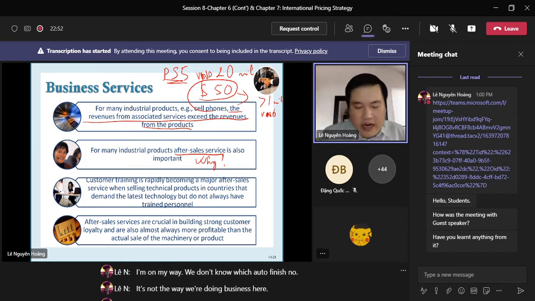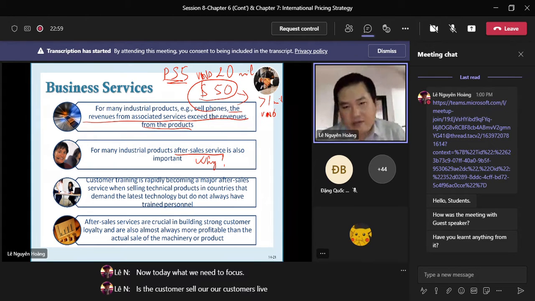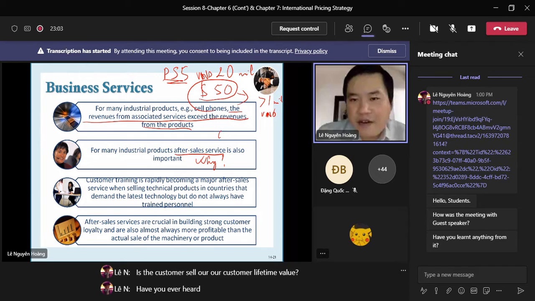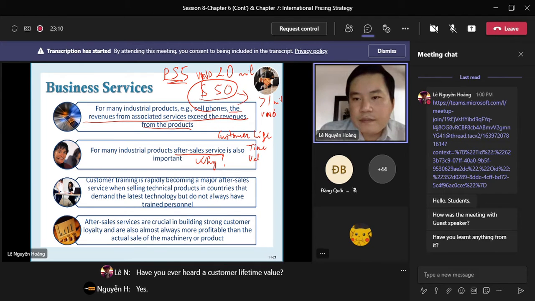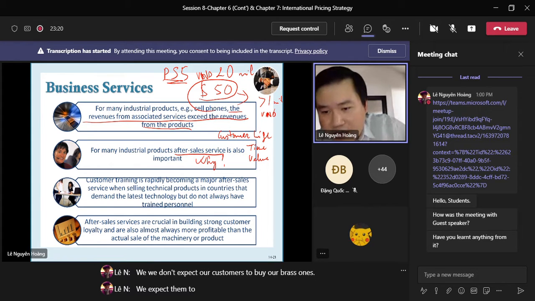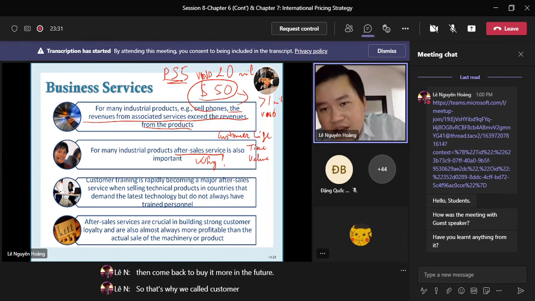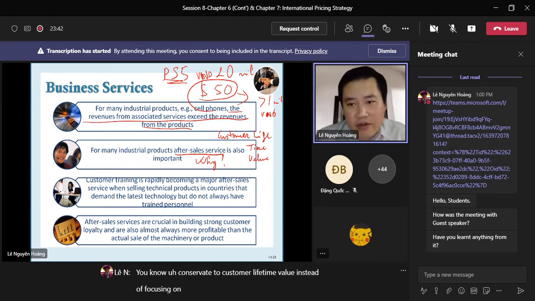Now today, what we need to focus on is customer lifetime value. Have you ever heard of customer lifetime value? Yes. We don't expect our customer to buy our products once. We expect them to make repurchases. I mean, buy our products and then come back to buy more in the future. So that's why we call it customer lifetime value. We need to cultivate the customer lifetime value instead of focusing on sale volume.